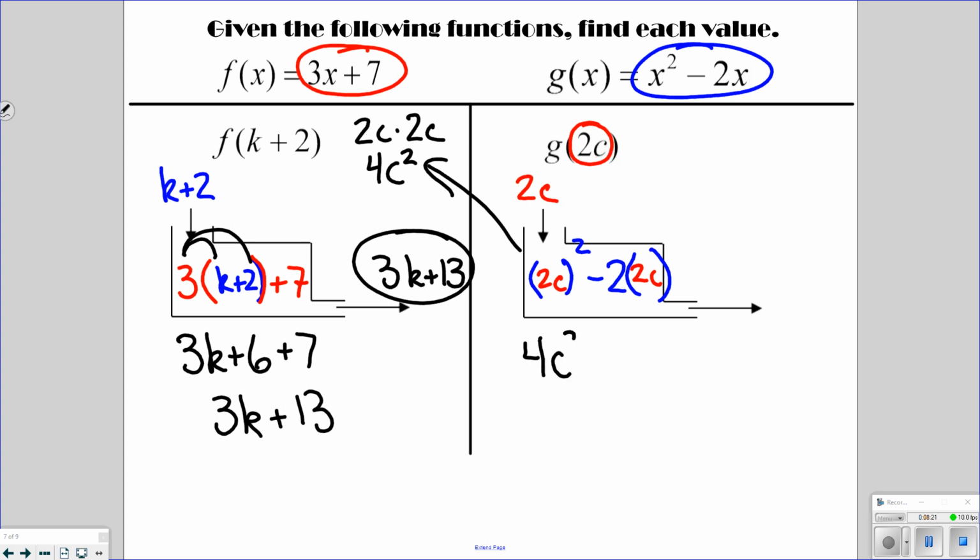Negative 2 times 2c is going to be negative 4c. These are not like terms, so I cannot combine them. So I am simply all done, and that is my final answer.